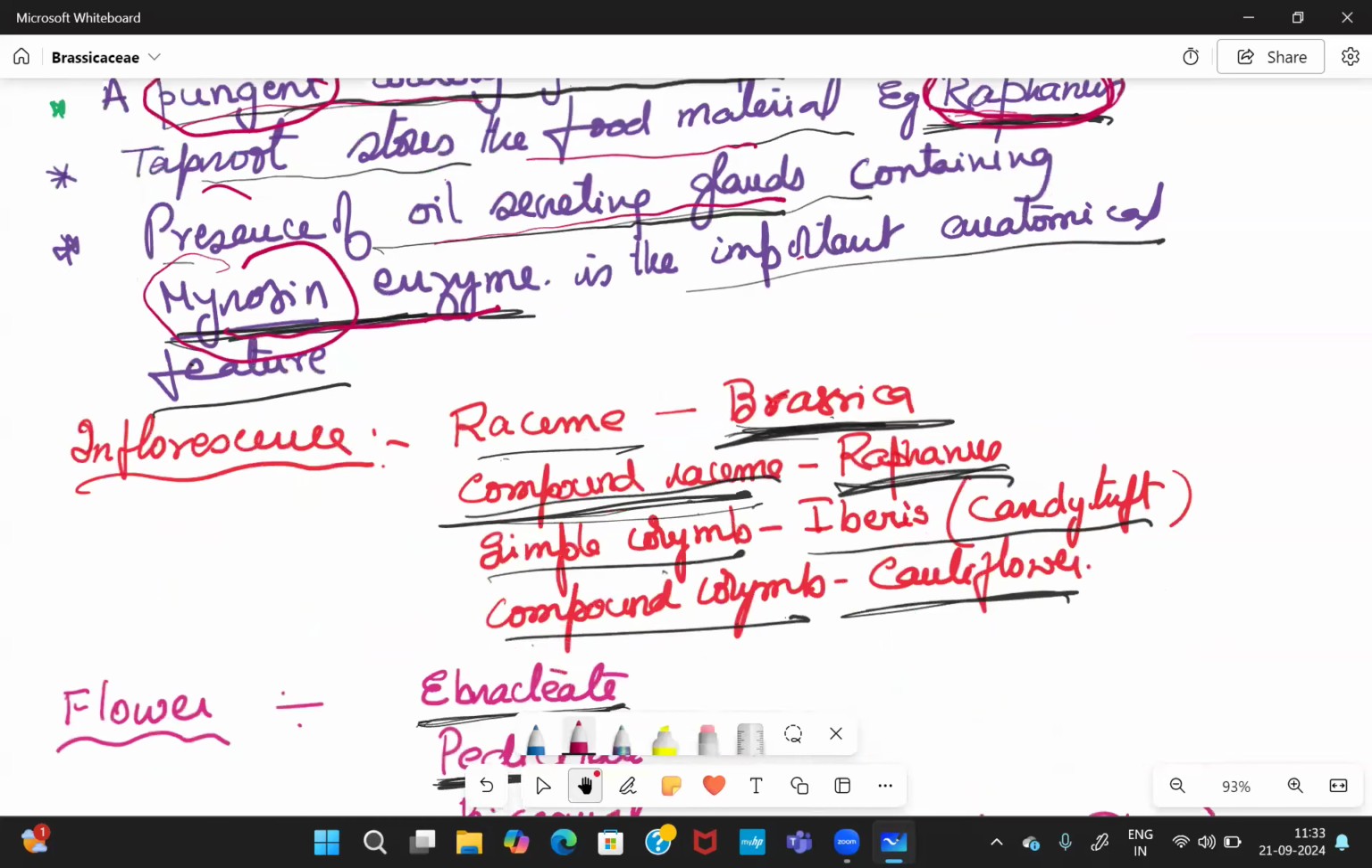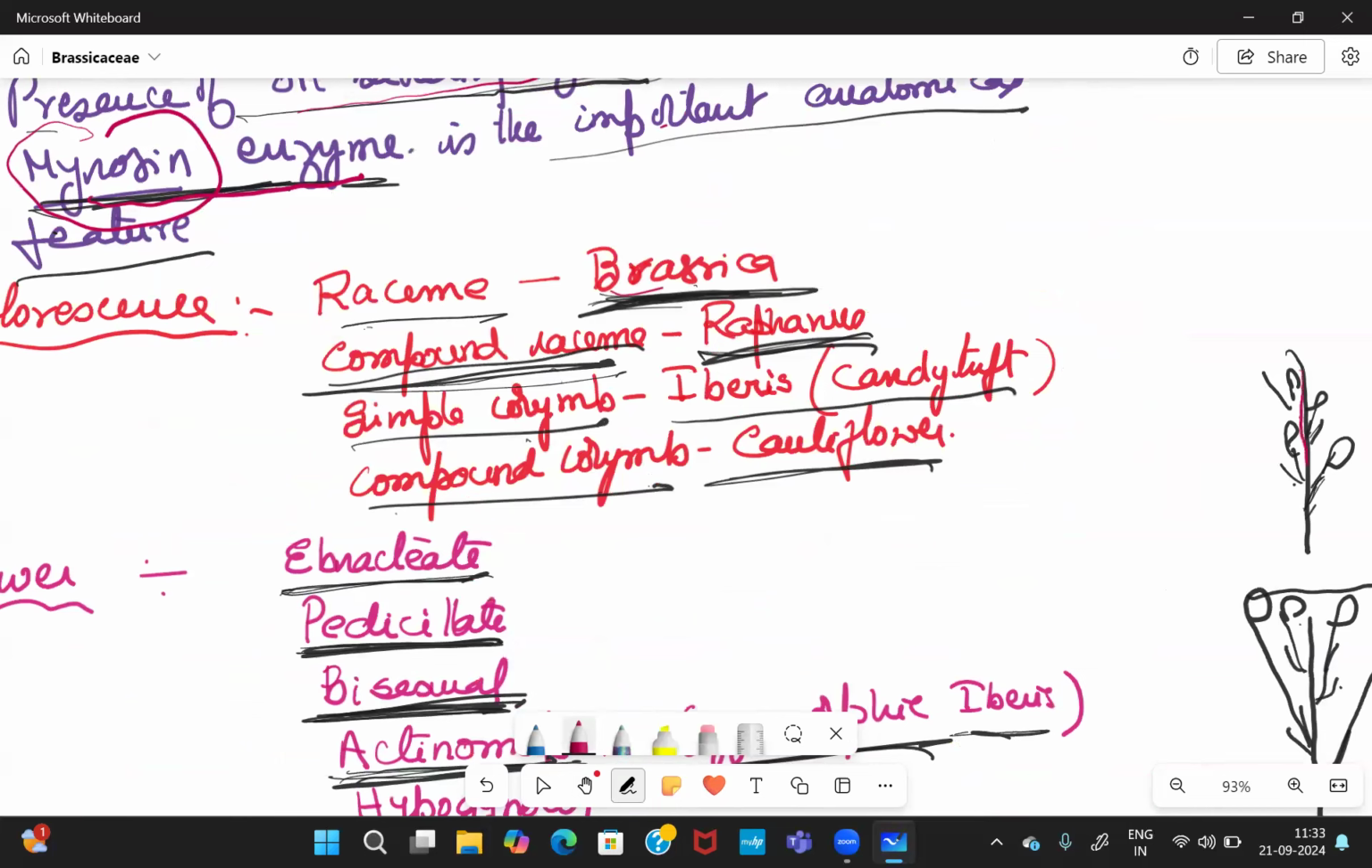Come to inflorescence. Here the inflorescence is a simple raceme in the case of Brassica. What is a simple raceme? This is the peduncle, the inflorescence axis, long and elongated. Bracts are present. In the axil of the bracts, the flowers are arranged acropetally: older flowers at the base, younger at the top. This is a simple raceme.